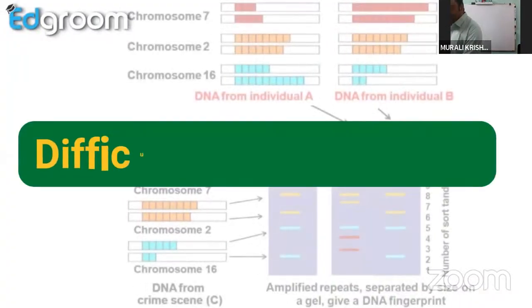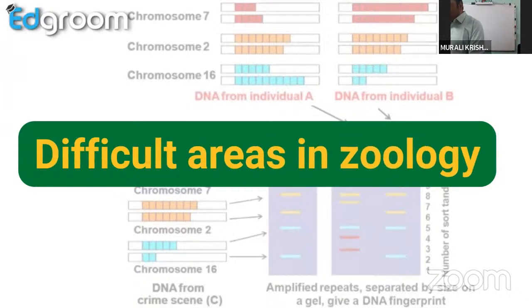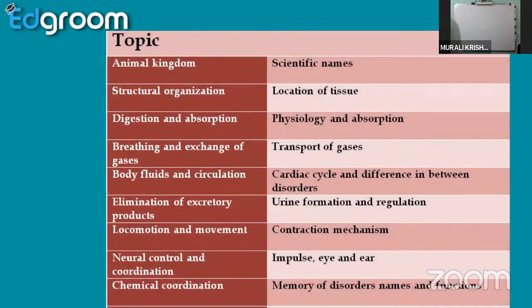The next one is the difficult areas in zoology. What are the difficult areas in zoology? Those are the animal kingdom, scientific names and their characters. That is very difficult to memorize. This is the memorizing problem. Structural organization is also a memorizing problem, where you can make a flowchart to work out the structural organization part. And digestion and absorption, and physiology.